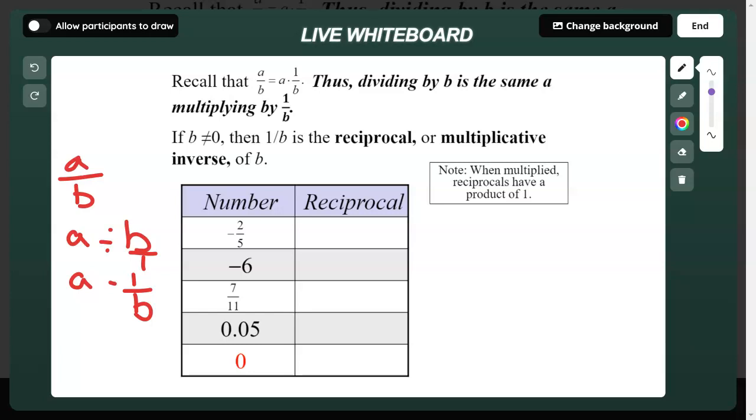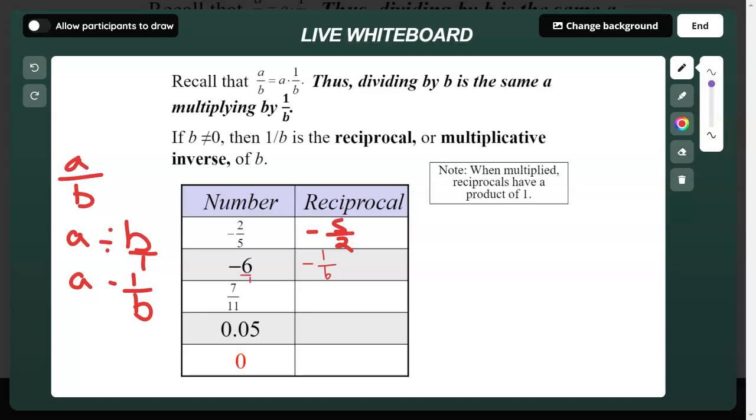So if I have the number negative 2/5, what's its reciprocal going to be? Negative 5 over 2. Note how we didn't change the sign. All we did is flip the fraction, switch the numerator and the denominator. What's the reciprocal of negative 6? Negative 1/6. There we go. That's a little bit better. Okay, negative 1/6, and keep the sign. Take the whole number, put it over 1, and then now we can flip the fraction.